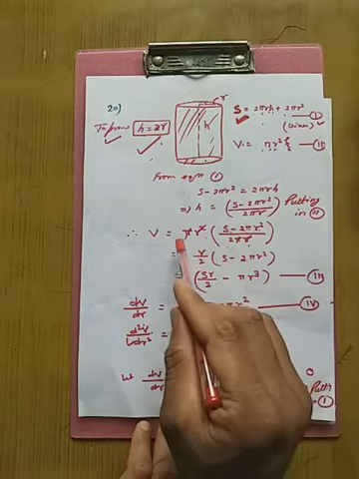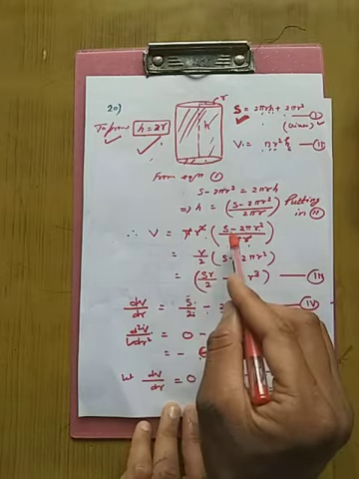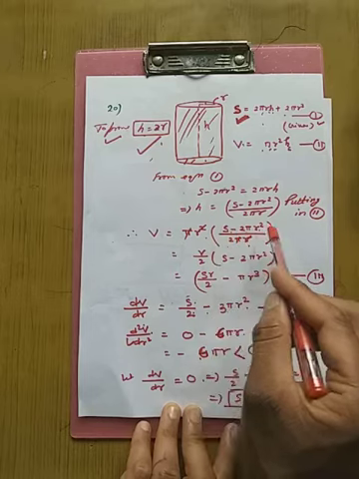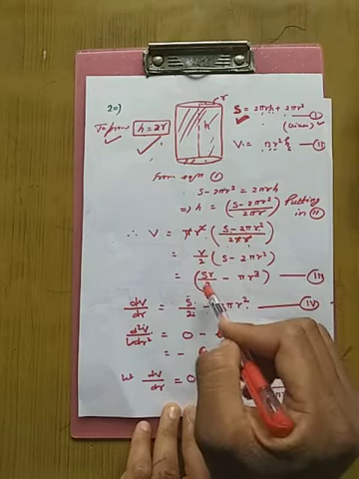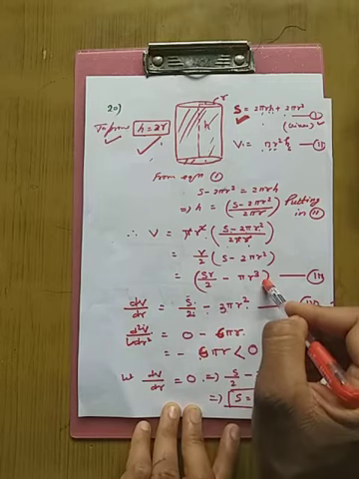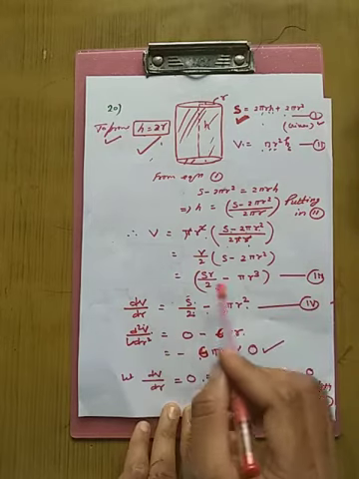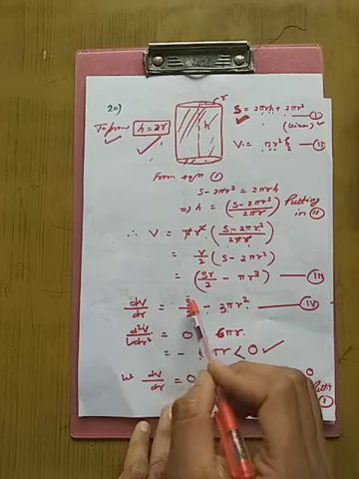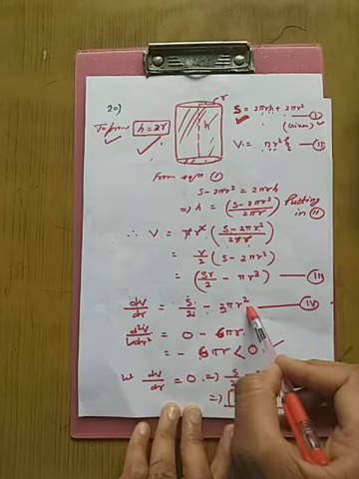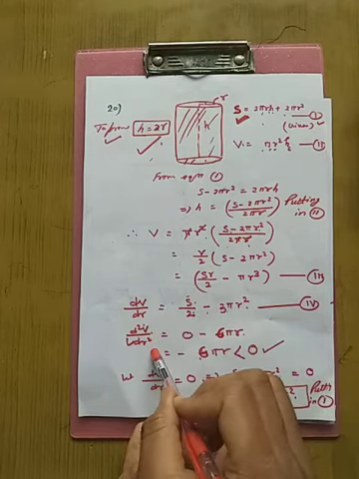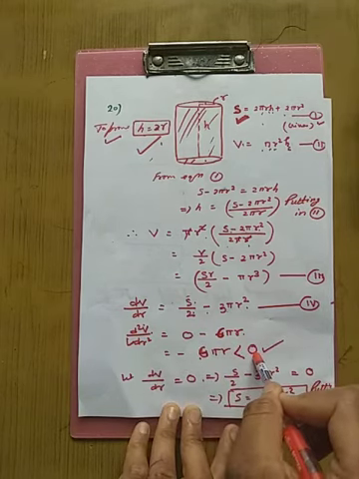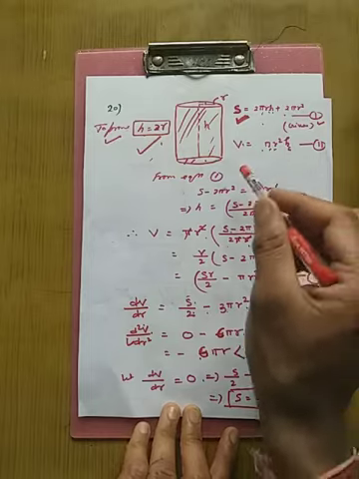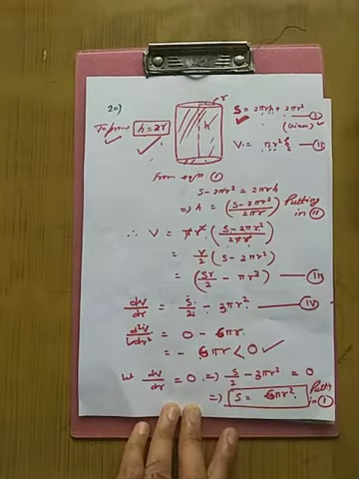So V equal to pi r square, in place of h I will put S minus 2 pi r square upon 2 pi r. After simplifying this, you will get Sr upon 2 minus pi r cube. Now differentiating with respect to r, dV upon dr equal to S upon 2 minus 3 pi r square. d square V upon dr square equal to minus 6 pi r, which is less than 0. This indicates that the volume is maximum.